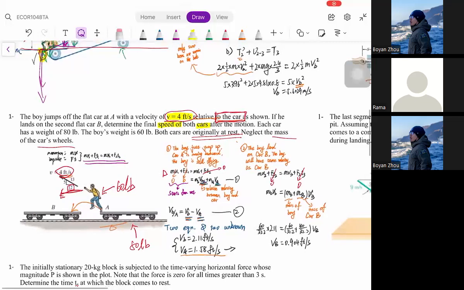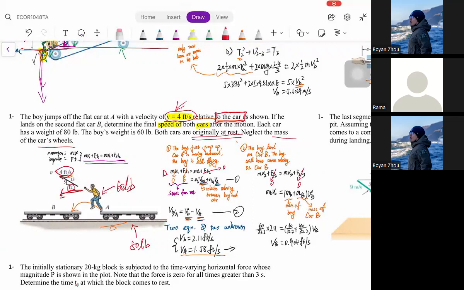Another thing is, in this equation, remember all the velocities we're going to use are relative to the ground. So we still need to convert the velocity to the global velocity and then plug into the equation. That is the first scenario, where we find the velocity of the car and the velocity of the boy relative to the ground.